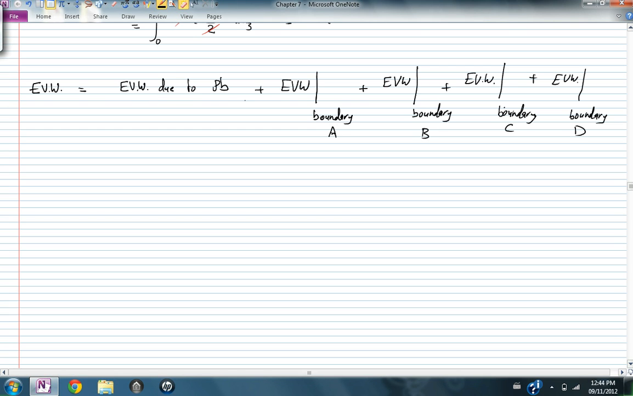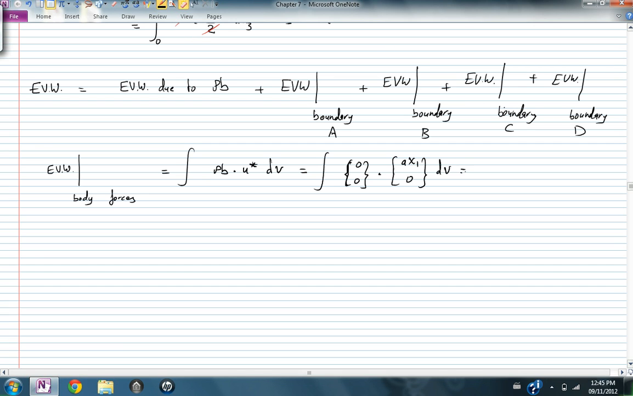Now let's start with the external virtual work due to rho B. The external virtual work due to body forces is equal to the integral of rho B, which is 0 and 0, dot u star. Well, let's just write the equation first before we substitute. It's rho B dot u star integrated over the volume. The body forces vector is 0, 0, dot a x1, 0. The dot product of these two vectors is equal to 0. The integration of 0 is equal to 0. Now in your assignment, rho B is not equal to 0, so don't forget to include that term.